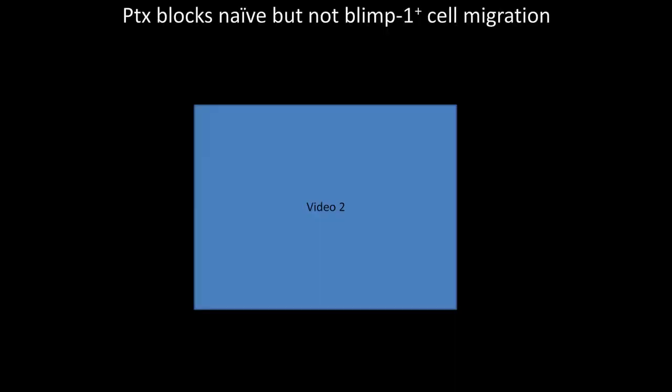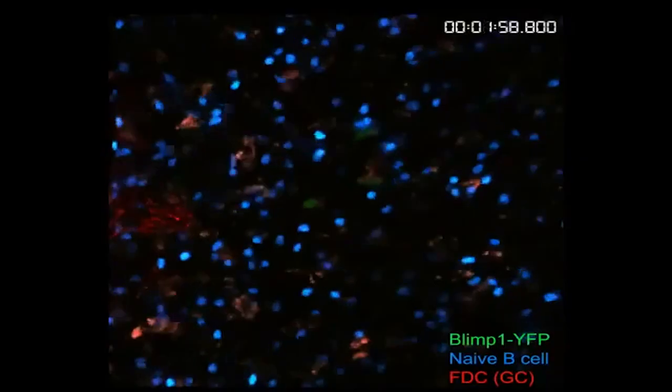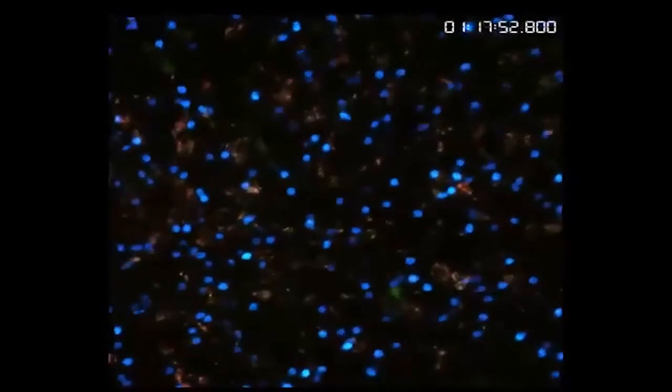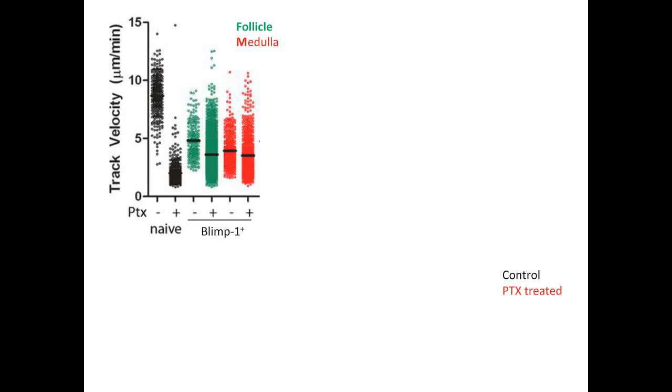Because chemokine signaling is so important in the movement of lymphocytes, we asked whether pertussis toxin, which blocks most chemokine signals, has an effect on Blimp-YFP positive cell migration. And what we found is that naive B cells in blue arrest completely, while the Blimp-YFP cells continue to migrate, although a bit slower, the green cells. So you can see that the green cells continue to migrate even though the blue cells are pretty much all arrested.